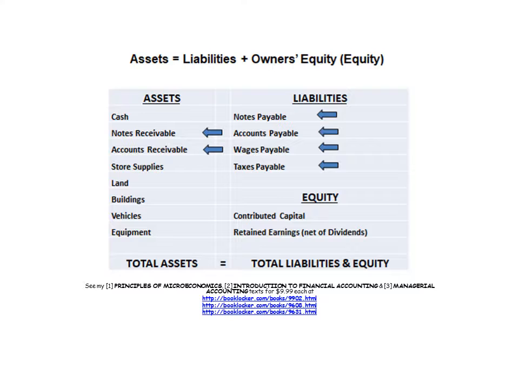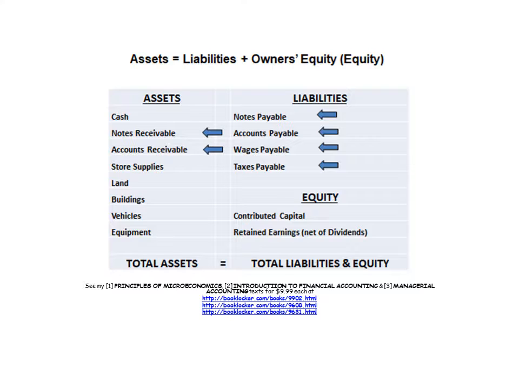Again, to the left side. Cash, notes receivable, accounts receivable, store supplies. Some textbooks introduce store supplies as store supplies inventory. They are inventory and they are inventoriable. That's something you own. Land is something you own. Buildings is something you own. Vehicles and equipment. All of these are assets. I've organized these assets in order of liquidity.